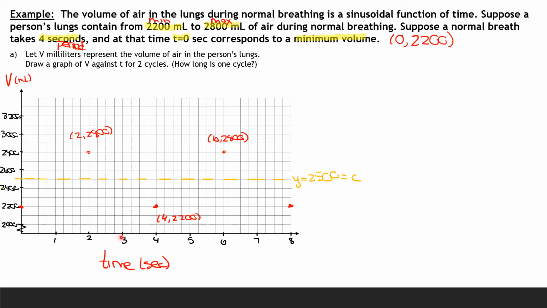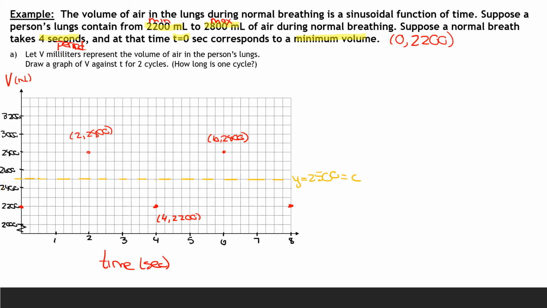So that means at 3 seconds, I'm going to have a dot right there on the equation of the axis, which is halfway vertically and halfway horizontally. Between 2800 and 2200, halfway is 2500, and halfway between 2 seconds and 4 seconds is 3 seconds. So I get a dot there. I'm also going to have one here at 1 second. This is also halfway between a max and a min, and I have other maxes and mins.